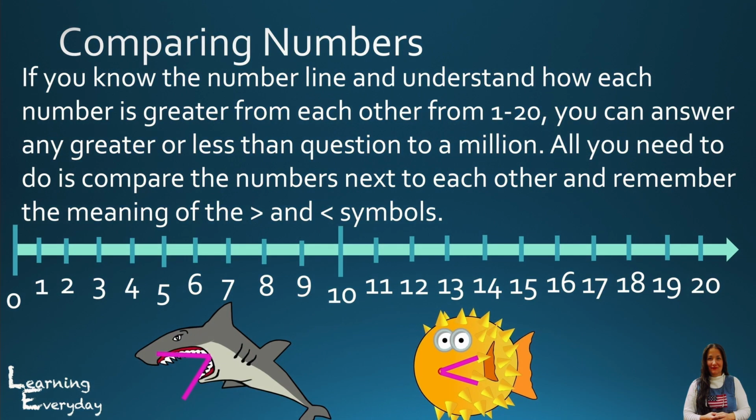Comparing numbers. If you know the number line and understand how each number is greater from each other from 1 to 20, you can answer any greater or less than question to 1,000,000. All you need to do is compare the numbers next to each other and remember the greater than and less than symbols.